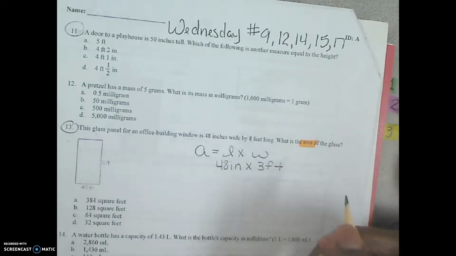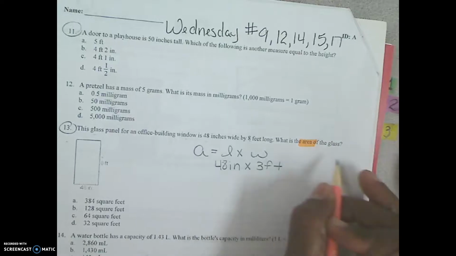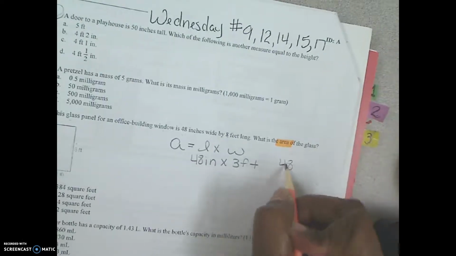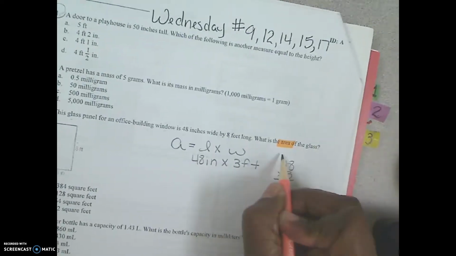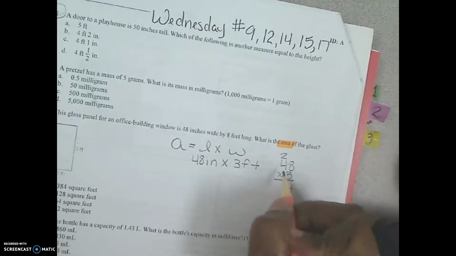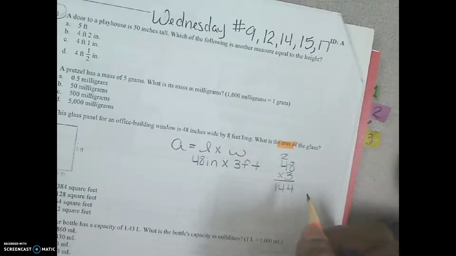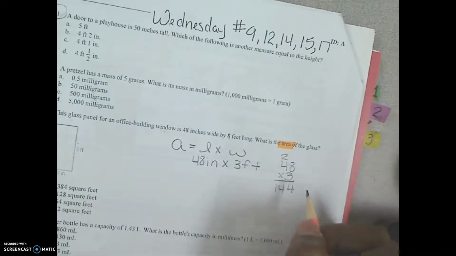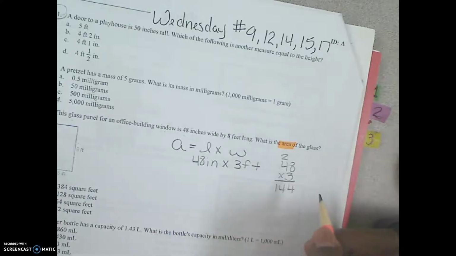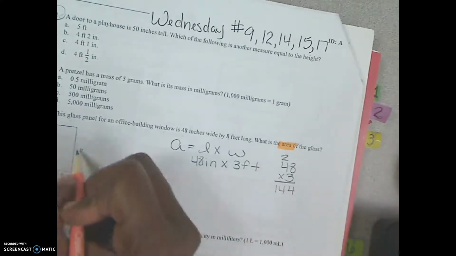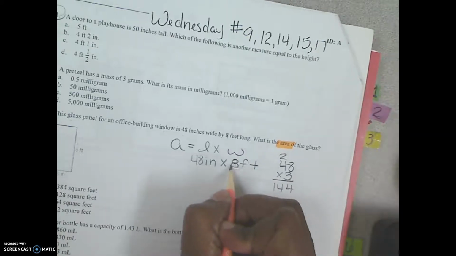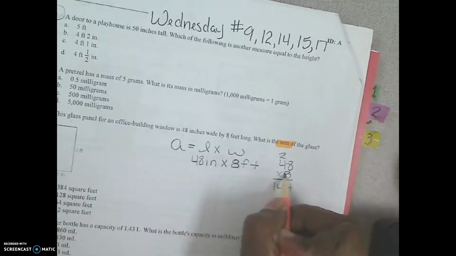Uh-oh. Well, let's see. 48 times 3. 3 times 8 is 24. 3 times 4 is 12, 13, 14. Wait a minute. What's wrong? Do you see what's going on here? Oh, and Miss Mitchell messed up. This is 8. The copy didn't print this off very well.